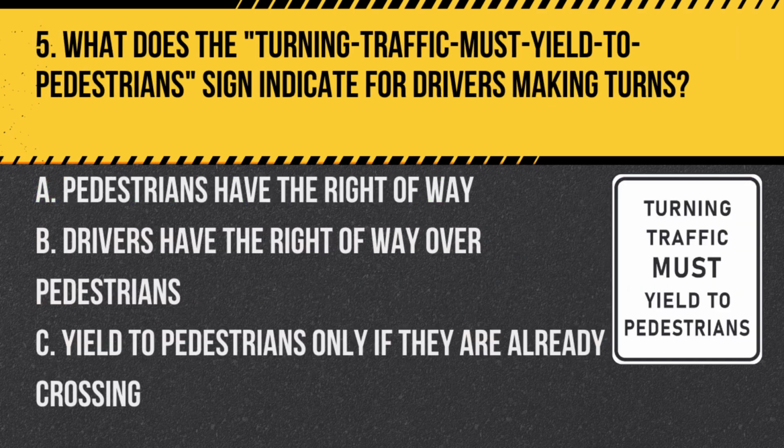Question 5. What does the turning traffic must yield to pedestrians sign indicate for drivers making turns? A. Pedestrians have the right of way. B. Drivers have the right of way over pedestrians. C. Yield to pedestrians only if they are already crossing. Answer. A. Pedestrians have the right of way. This sign indicates that turning vehicles must yield to pedestrians.